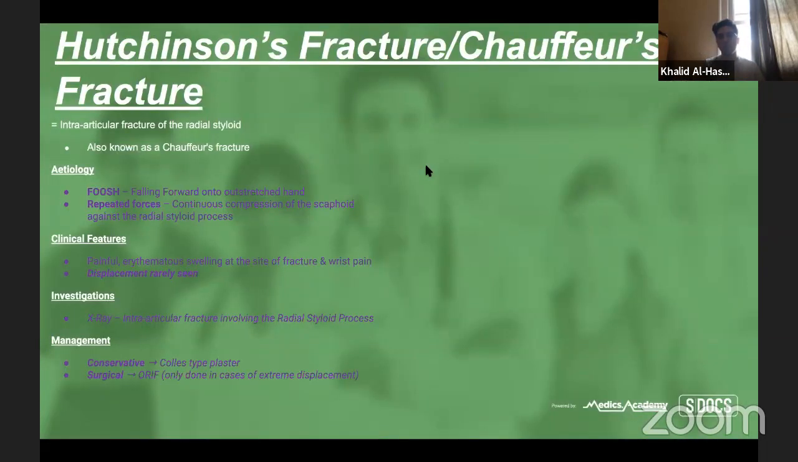A Hutchinson's fracture or a Chauffeur's fracture. So it's an intra-articular fracture of the radial styloid. It's also known as a Chauffeur's fracture. The etiology is due to a fall once again. And then you have repeated forces.